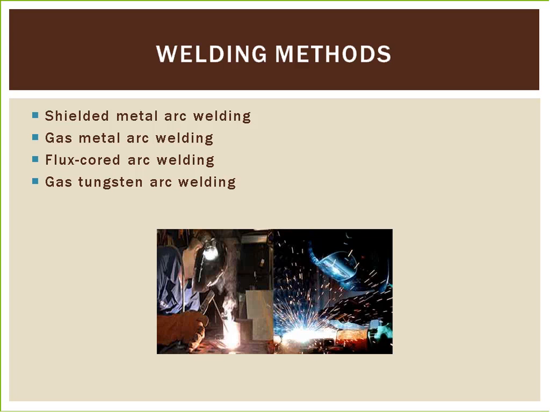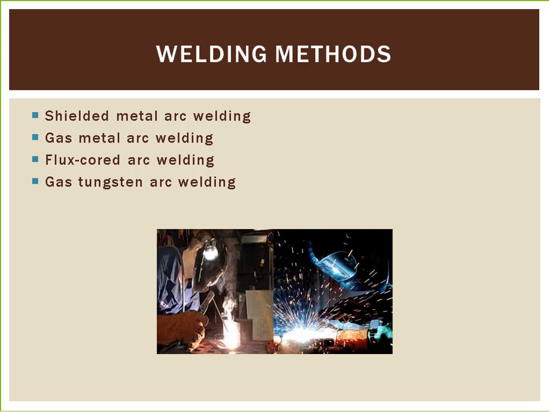Gas metal arc welding, also known as metal inert gas or MIG welding, is a semi-automatic or automatic process that uses a continuous wire feed as an electrode and an inert or semi-inert gas mixture to protect the weld from contamination. Since the electrode is continuous, welding speeds are greater for GMAW than for SMAW.